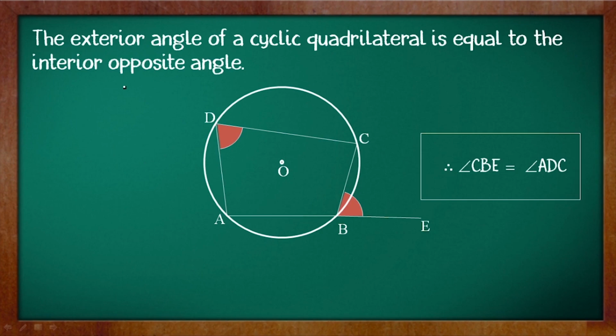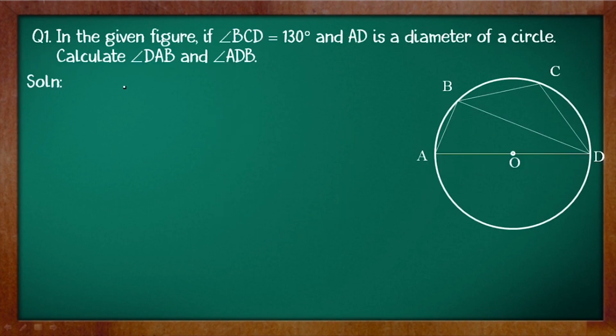Let's start with the first problem. In the given figure, if angle BCD is equal to 130 degrees and AD is the diameter of a circle, calculate angle DAB and angle ADB. As always, we'll start by writing what is given. It's given that angle BCD is 130 degrees. Let us see where this 130 degrees lies in the diagram. This is angle BCD. So the measurement of this angle is 130 degrees.